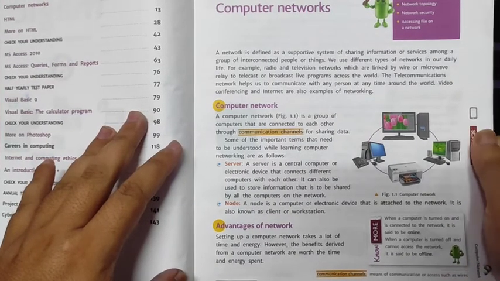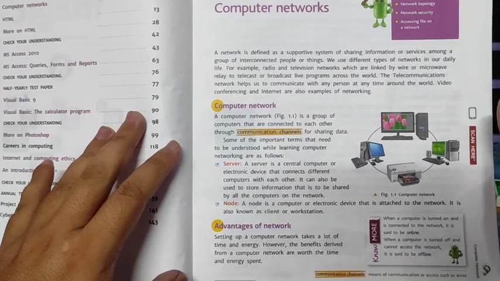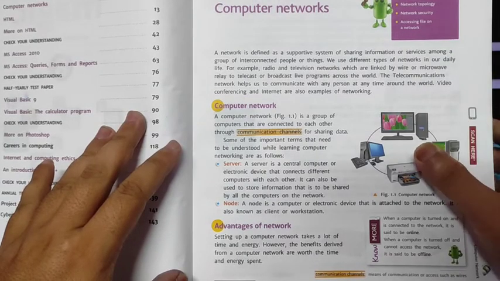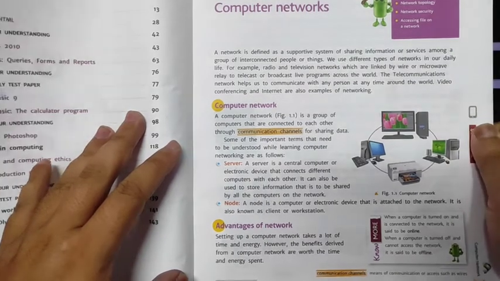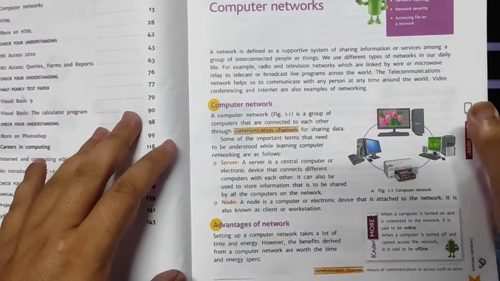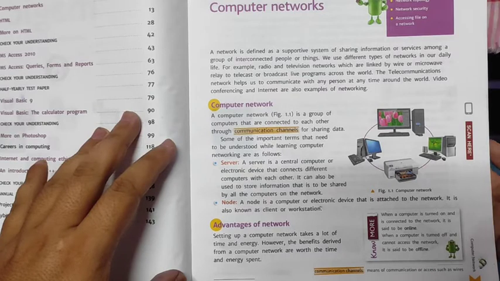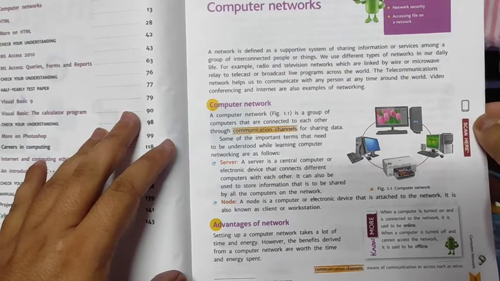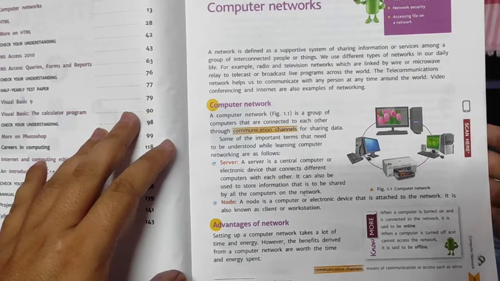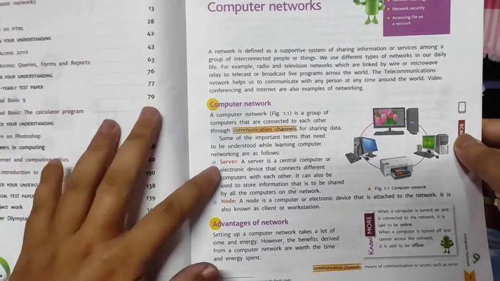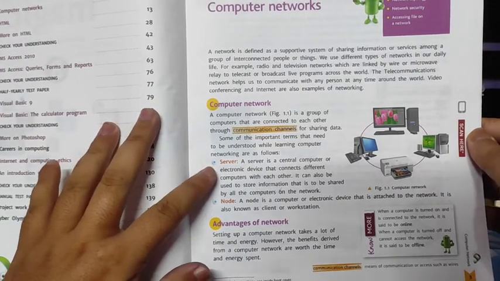Now let us know what a computer network is. When many computers are connected with each other, and we have communication channels for sharing data. Now what are communication channels? Communication channels are routes or networks which are connected to each other for sharing information. Data means information. Now some of the important terms that we need to understand are server and node.